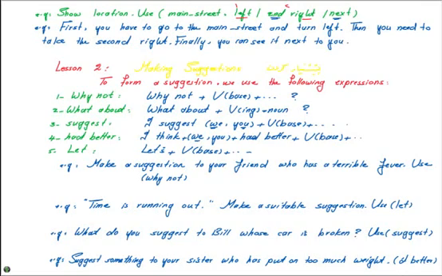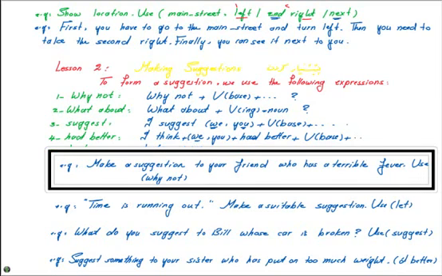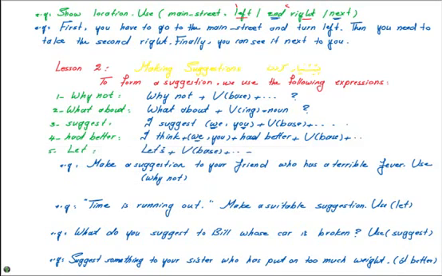Dear students, we shall go back to our examples and try to solve them. First one, we have this sentence: make a suggestion to your friend who has a terrible fever. Fever means your friend is sick. Here we have why not. Say, why not see a doctor? Or we can say, why not take some rest? Why not see a doctor? Or why not take some rest.